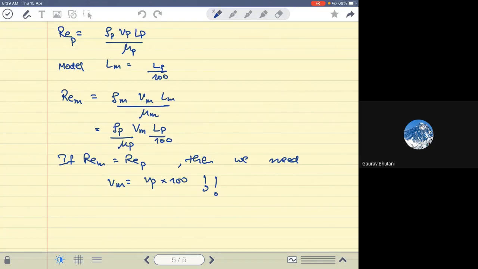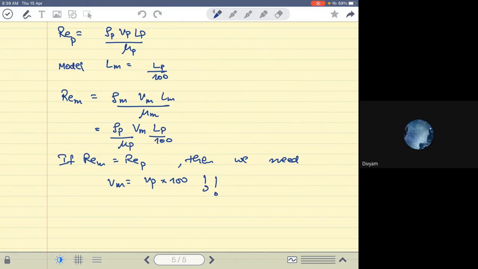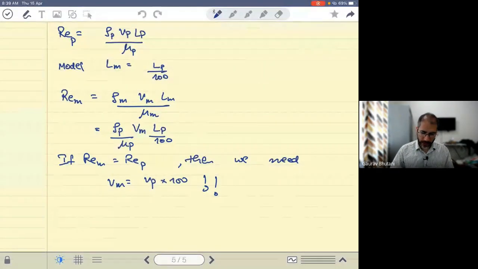Any ideas? Hello. Yes, Davyam. Yes, sir, we can change the other properties in such a way that the V model and V prototype factor is less than 100, like density or viscosity. Right, that's correct. Perfect. So you're right. We have to change something else, and that something else is the density and the viscosity. So that means we have to change the fluid.